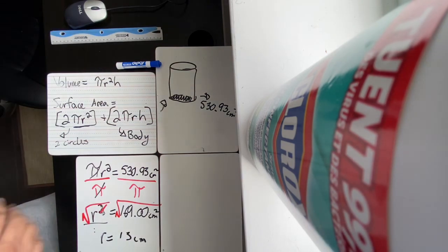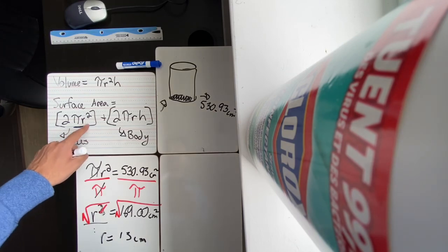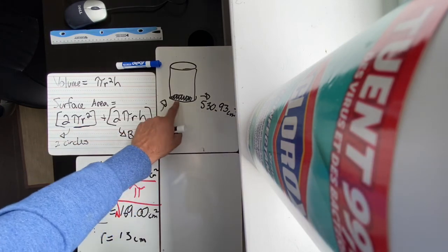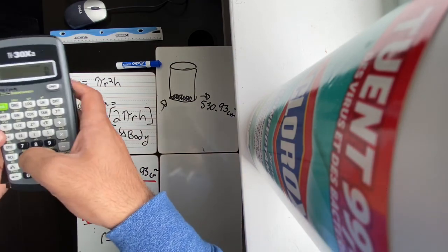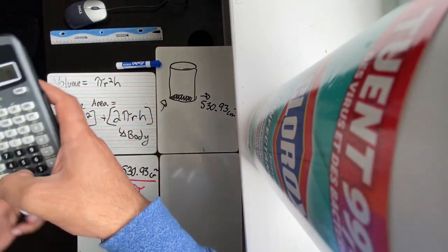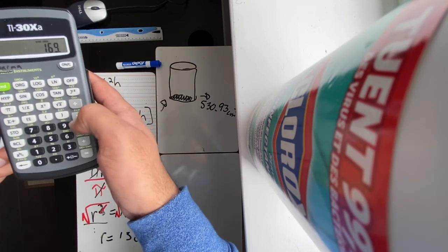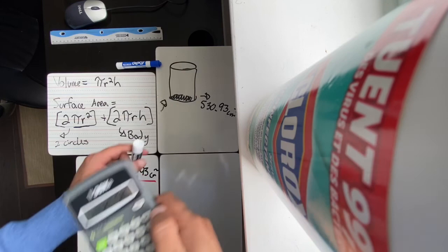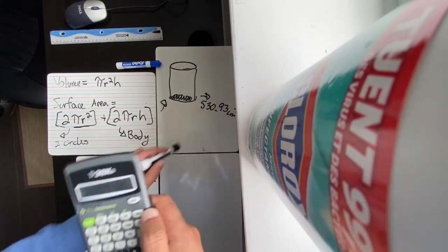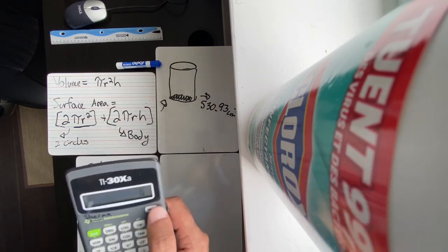Of course, we can check our work again. Pi r squared is the area of this bottom circle. So hopefully we get that answer here. Radius was 13, so 13 squared times pi equals 530.93, which matches what we have down here. So we know we did this one right.